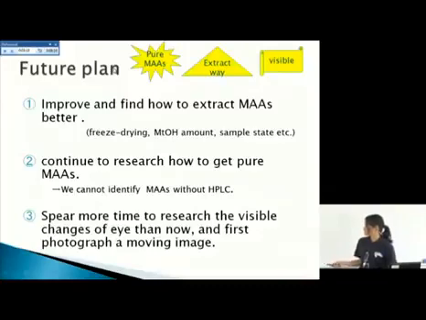My third plan is to spare more time to research the visible change of the eye than now, and first photograph a moving image.